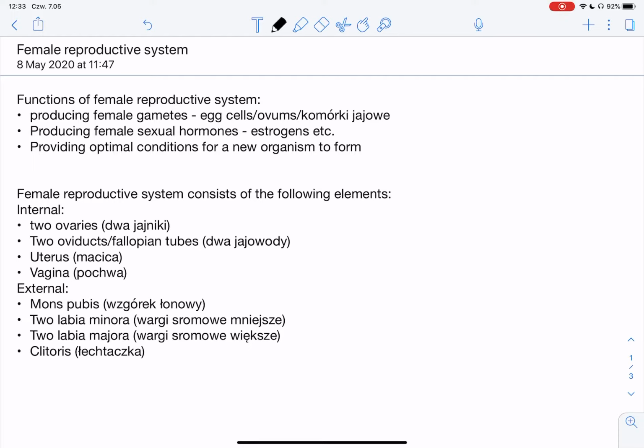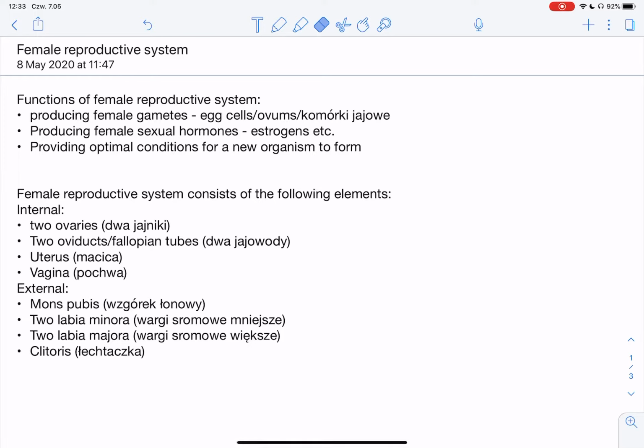On Wednesday we have been talking about the male reproductive system, and today it's time to continue the topic, but in case of the women's reproductive system. This system in females is much more complex than men's one, but also it's adapted not only to producing gametes but also to hosting the fertilized egg and later giving birth. Now let's go through the functions of the female reproductive system.